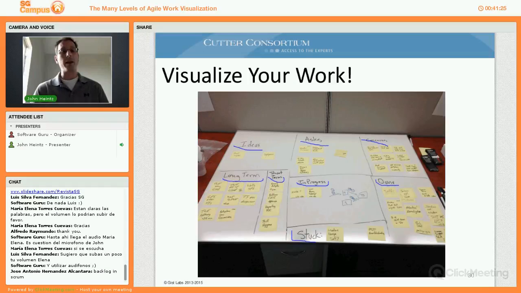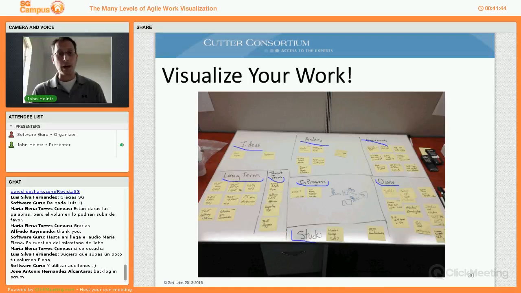And so even all the way down to the individual work that one person is doing, being able to provide visualizations can help us work on the right things, keep us on the right track, and keep us focused on the most important things at this time.